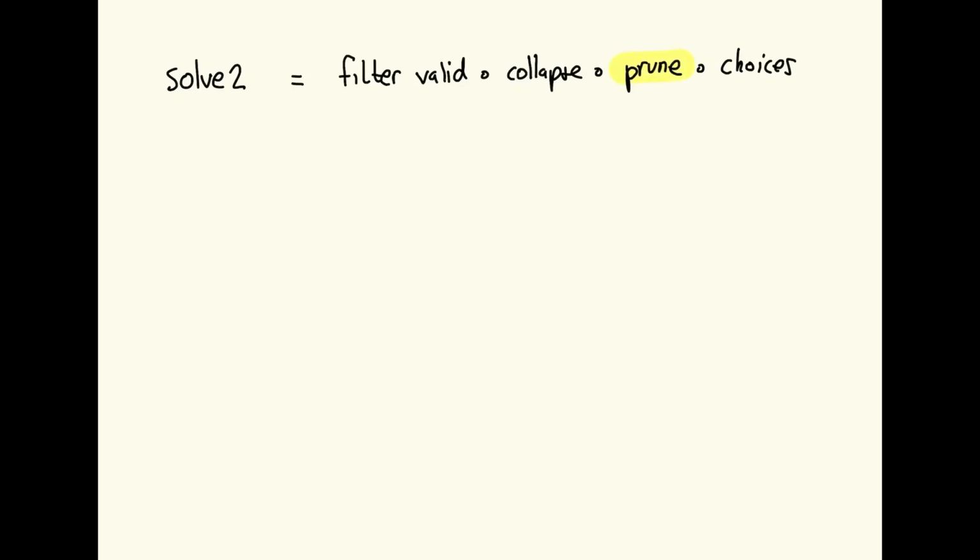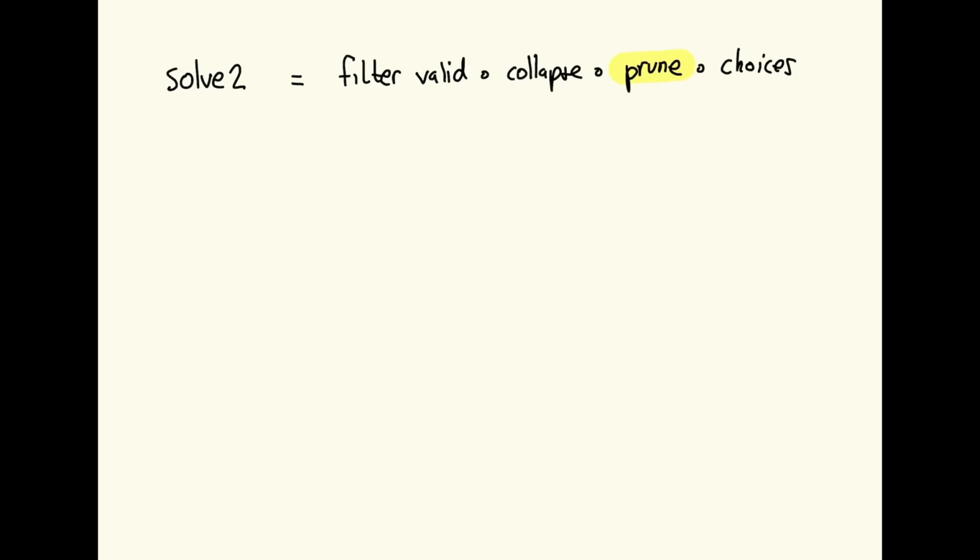So we had a Sudoku solver called solve2, and it had the same type as before. And it's defined in much the same way. So we filter the valid grids after collapsing, after pruning, and this is the new part, after applying the choices function. So this is basically the same as the first solver, except we've added one new function here in the composition. We've added the prune function.